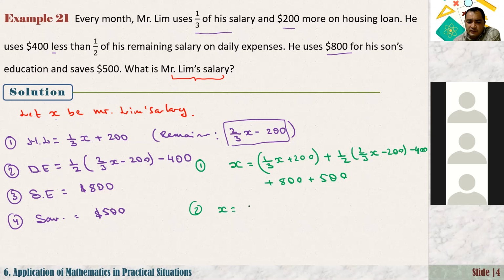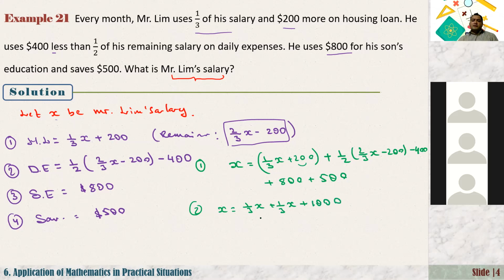X equals, here we have 1 over 3x, and here we have 1 over 2 times 1 over 3, 2 over 3, that is plus 1 over 3x, and that's it. Okay, plus here we have 200, plus 1 over 2 times negative 100, 200, that is minus 100, minus 100 minus 400, that's minus 500, plus 500 is equal to 0. So we have here only 800 plus 200, that's equal to 1000.